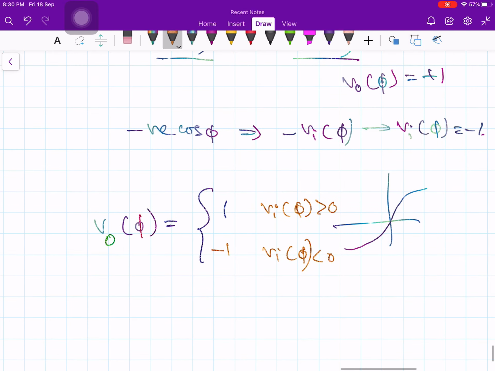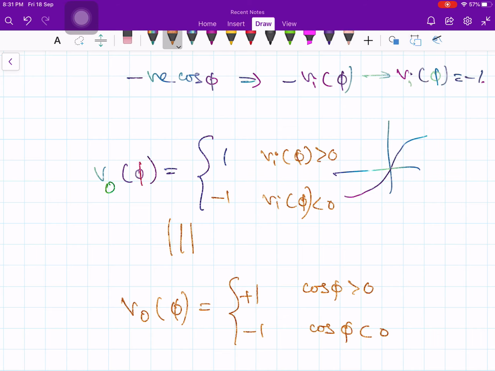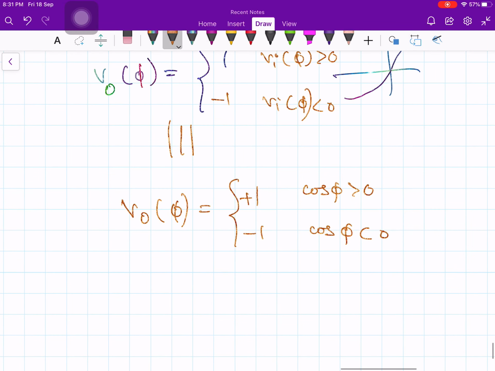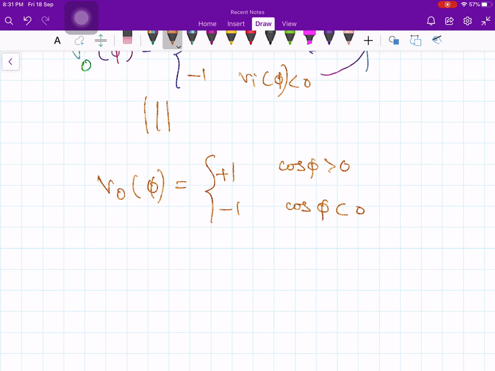Now this vi of phi in turn depends on cos phi. So I can equivalently write v naught of phi as plus 1 and minus 1 if cos phi is greater than 0 and cos phi is less than 0 respectively. That means half of the cycle your cos phi is positive and half of the cycle your cos phi is negative. For the moment we are forgetting about the temporal relationship. We are not bringing any time parameter here. We are talking in terms of the parameter phi and the output.